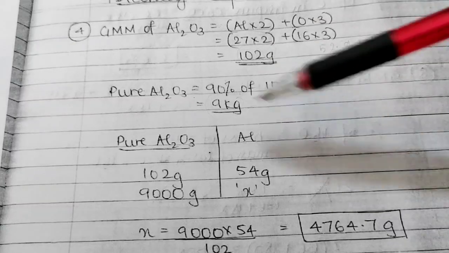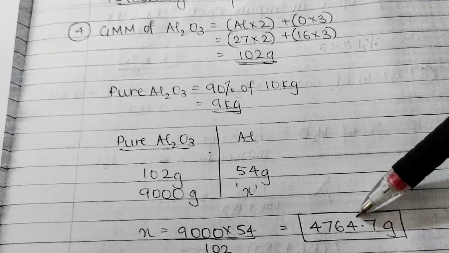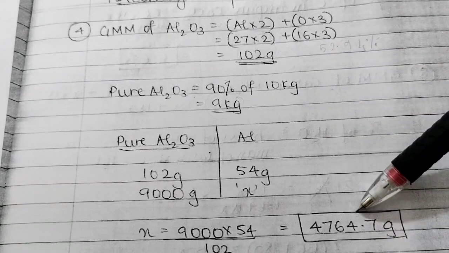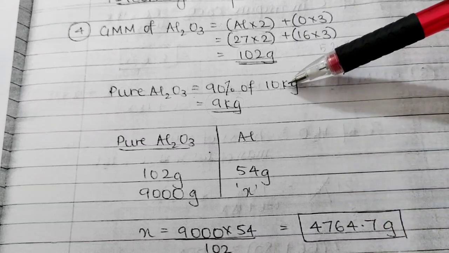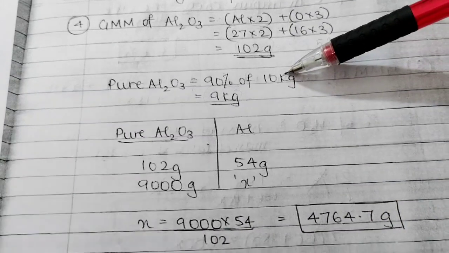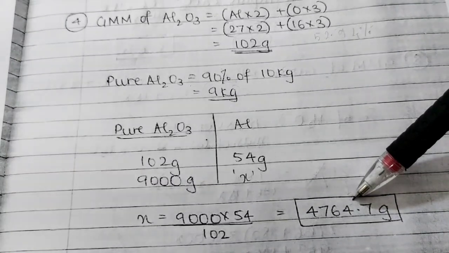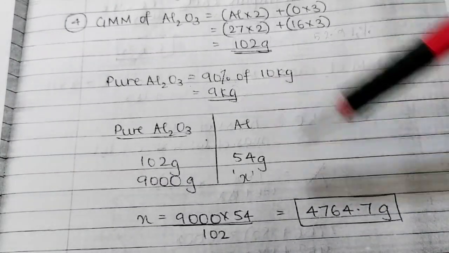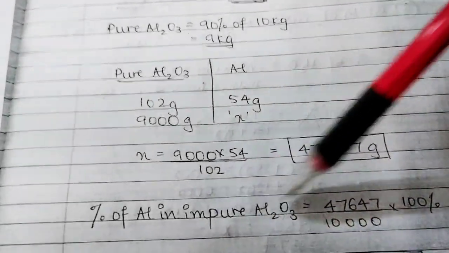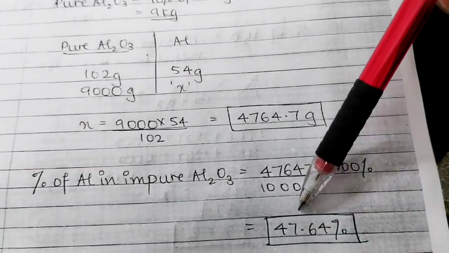So out of 9 kg, we have this much of aluminum and the rest is oxygen. So out of 10 kg of bauxite, again, we have this much of aluminum and the rest is oxygen and impurities. So what is the percentage of aluminum out of this? Well, it will be this upon this into 100%. We won't find the percentage of aluminum in aluminum oxide, no. We will find the percentage of aluminum in bauxite, which has impurities. That is why the percentage drops down to 47.64%.